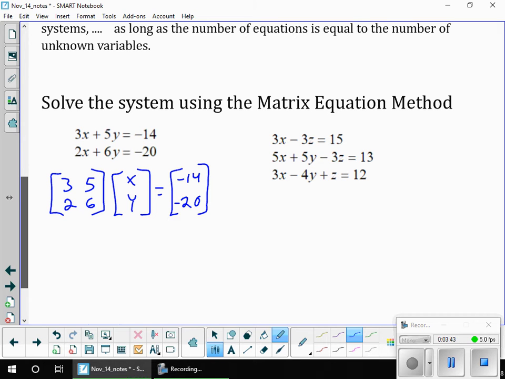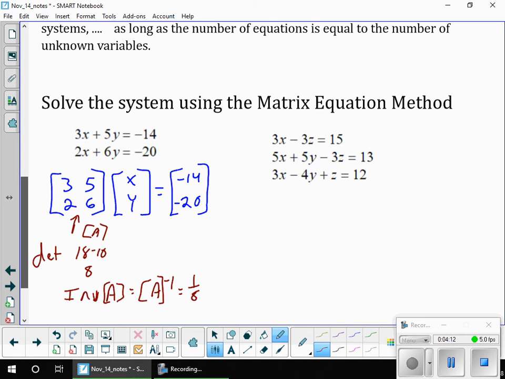So now, step 2 is we need to find the inverse of this matrix. The first thing we have to do is find its determinant. Well, the determinant would be 18 minus 10, which is 8. So its inverse, if I call that A, so the inverse of A, or if you prefer, A to the negative 1, would be 1 over 8 times the matrix 6, 3, negative 2, negative 5.